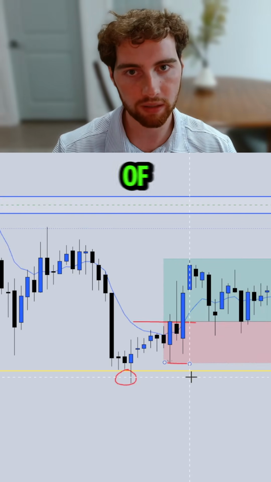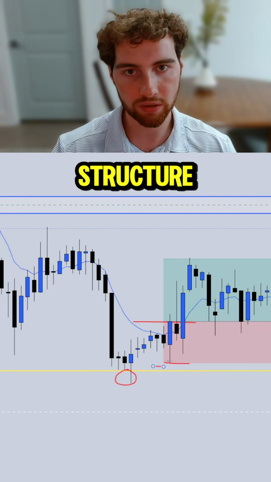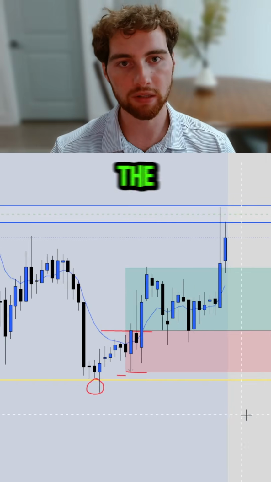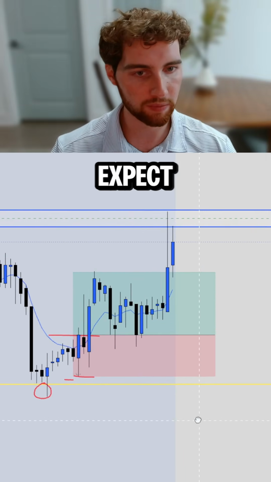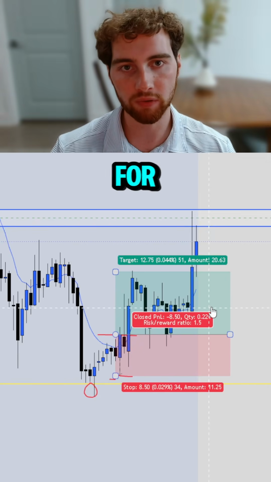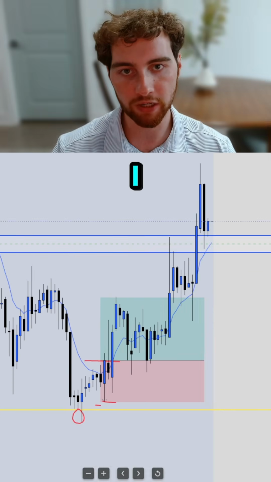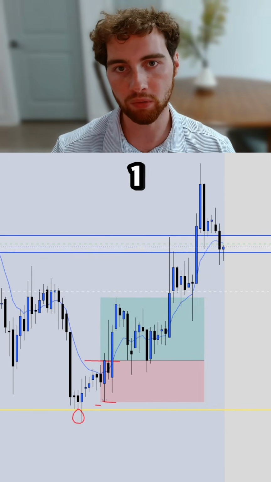putting my stop just below the wick of that candle. Sometimes you could put it below the wick of the candle before the break of structure candle, but it really just depends on the setup and the price action and how much you expect it to retrace. And I typically target a 1 to 1.5, and that's what I hit for tonight. Unfortunately, I did not leave any runners to fair price. I usually do, but I was happy with that 1 to 1.5.